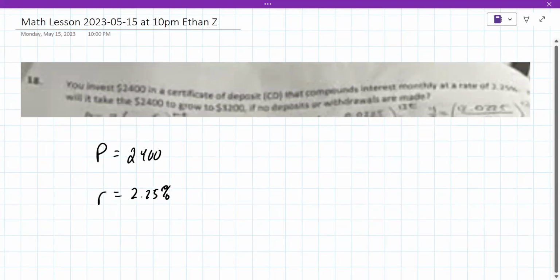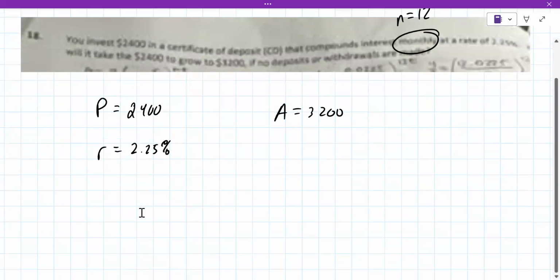We will take the 2,400 to grow to 3,200. So that's the future value. You're trying to get to 3,200 and it's done monthly. That's N equals 12. So there's two types of problems that you're going to see here.